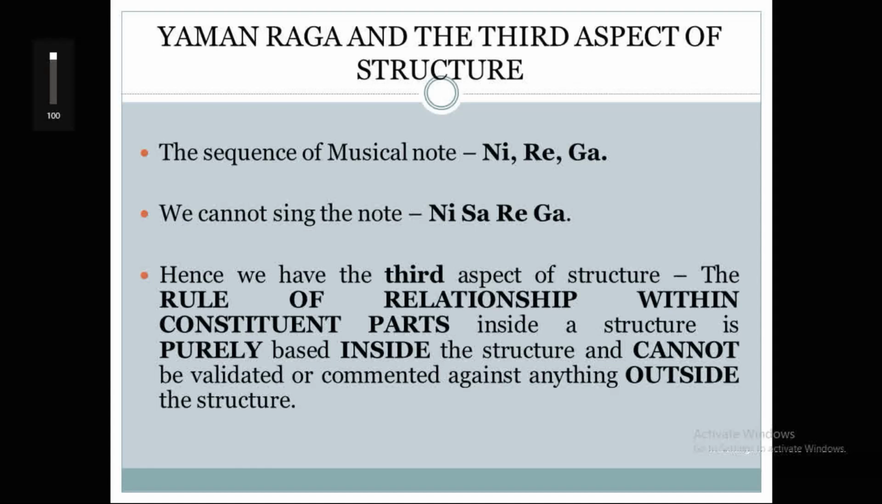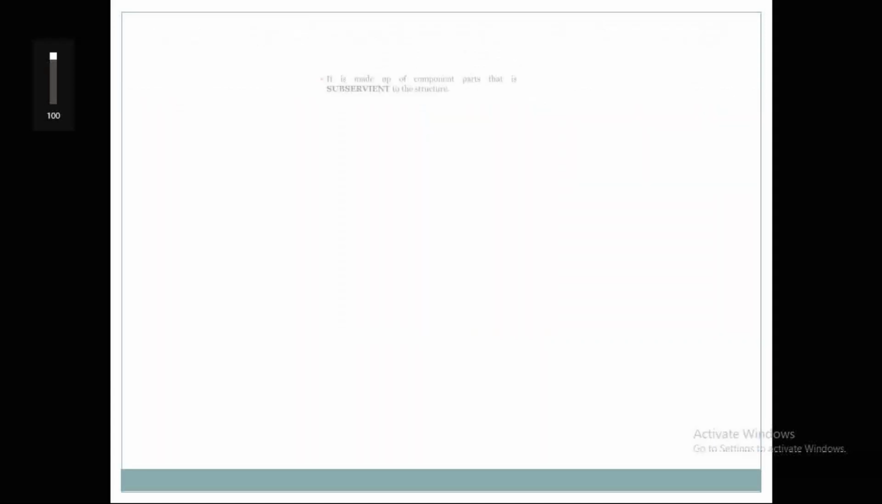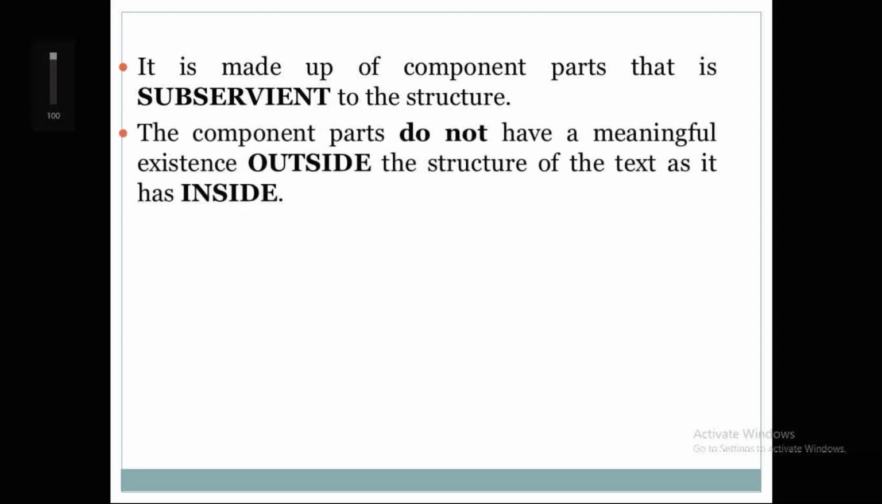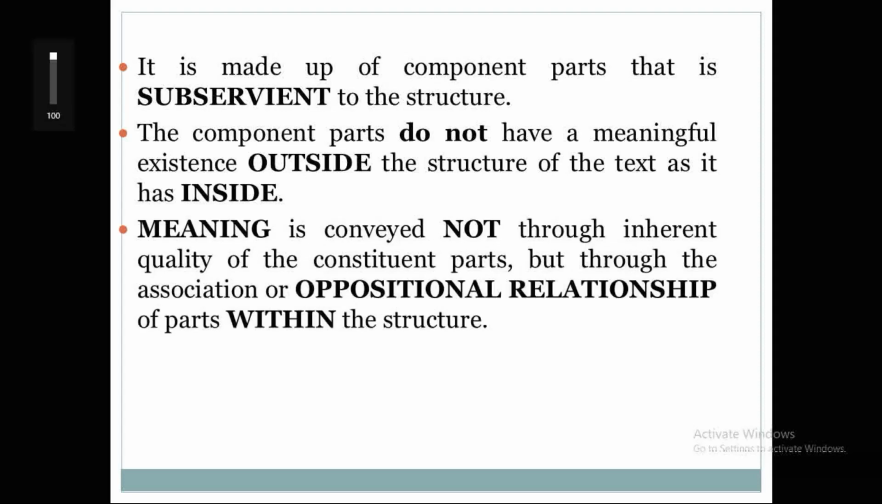So there is a certain set of rules that needs to be followed inside a structure, and the constituent parts are bound to rules, and each rule is unique to that particular structure. So to sum up what we have discussed, what structure is all about, there are four major points. The first one is that structure is made up of component parts that are subservient to the whole. The second point is that the component parts do not have a meaningful existence outside the structure as they have inside.